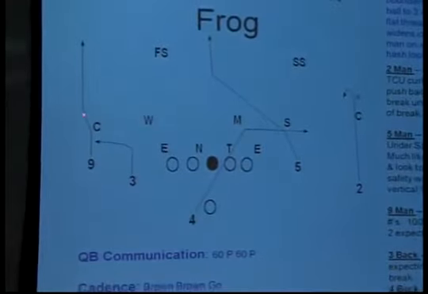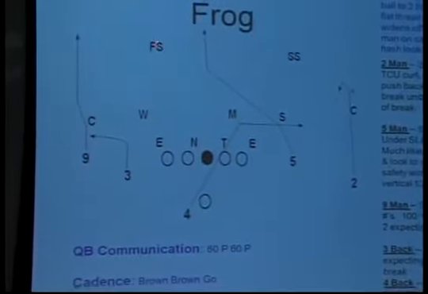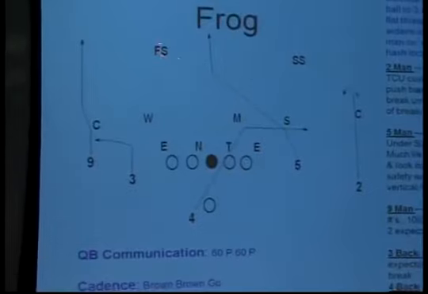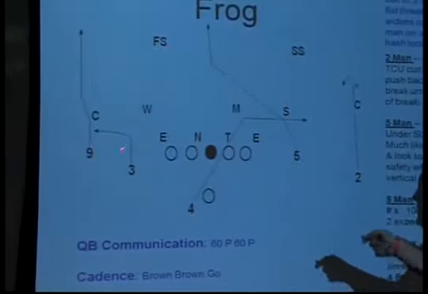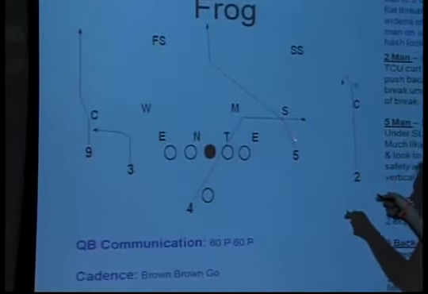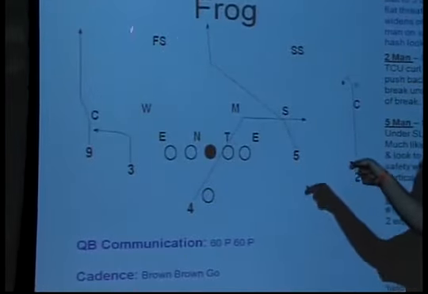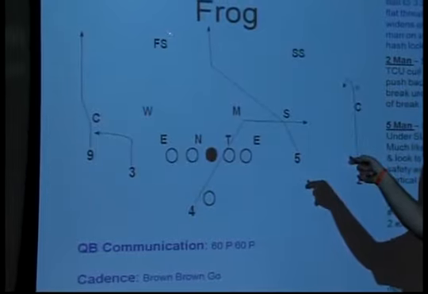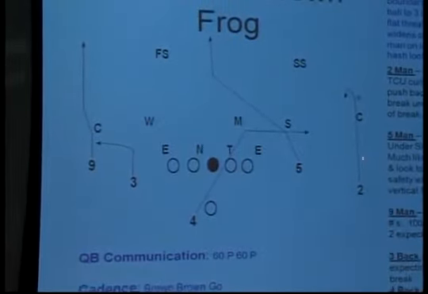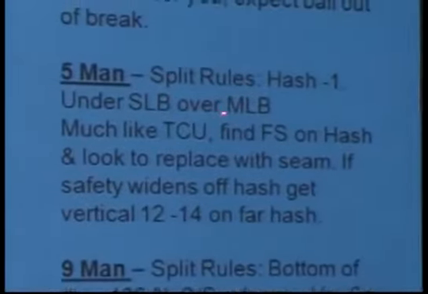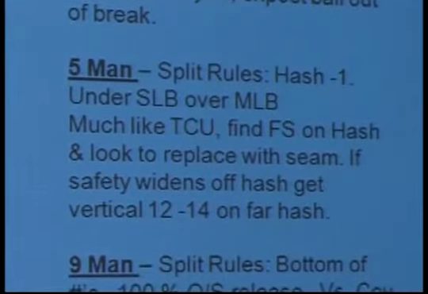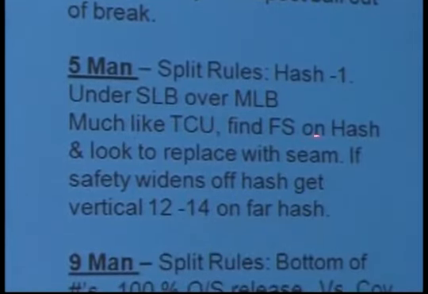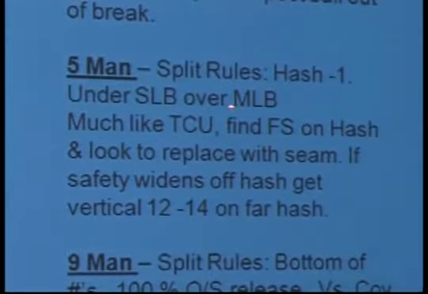If we've got a cover two look and the safety is playing off the hash, he's trying to defend the hole ball shot by getting off the hash, then my eyes are going to know that the 5-man is coming to replace him off the hash. Okay? So he's working, as you can see, your 5-man rules, he's working under the Sam, over the Mike, much like TCU, and we'll add that on day 3.